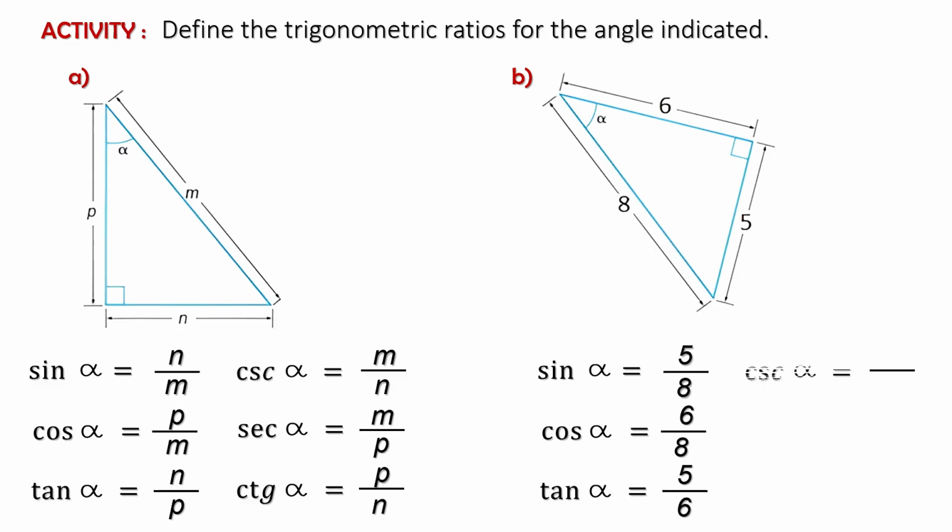The cosecant of alpha as the quotient between 8 and 5. The secant of alpha as the quotient between 8 and 6. And the cotangent of alpha as the quotient between 6 and 5.